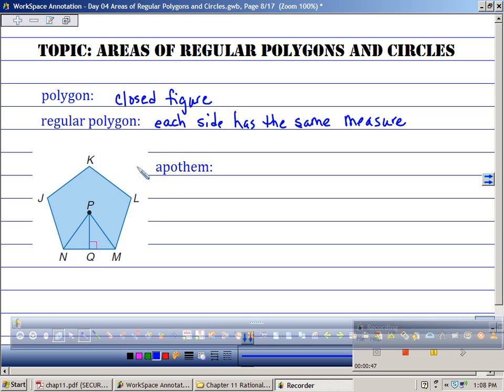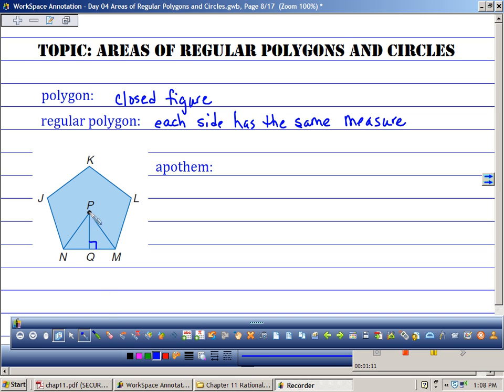Okay, so let's look at this polygon. It's actually a regular polygon, which means that each one of these sides are the same. What else can we say about this polygon? Okay, we have a 90-degree angle here. Good. What did you say, Kayla? The angles are congruent as well as the sides. What do we call those angles, Kayla, that come from the center out? Central angles. So each one of these angles is a central angle, correct?